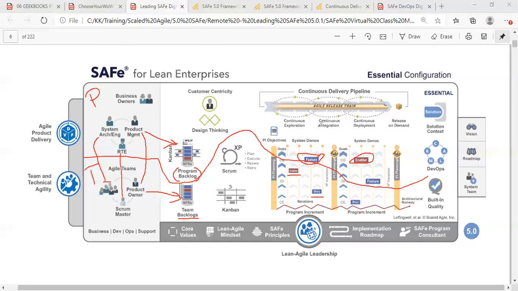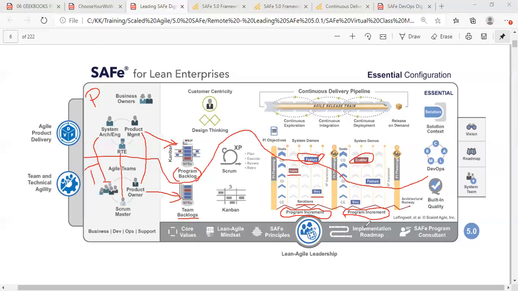Now let's get into the next part, which is the increments at the team level, called iterations, whereas the increments at the program level are called program increments. The increments at the team level are called iterations, and the increments at the program level are called program increments, or in short, PI, right? PI. Okay. Now this is a game changer, and this is where SAFe has a lot of value.